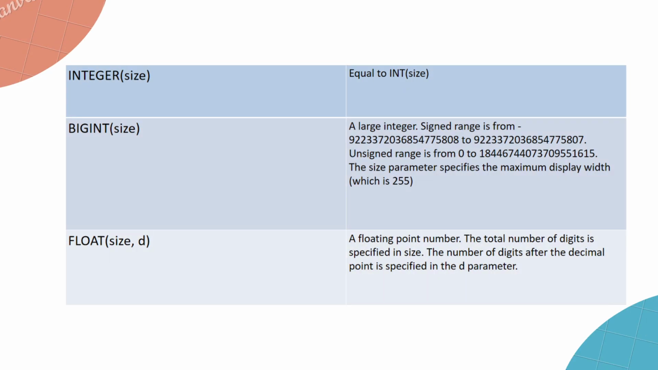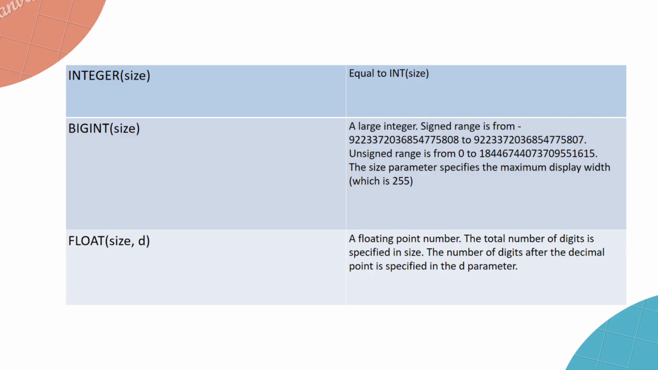Integer, equal to int. Bigint, a large integer. Signed range is from -9223372036854775808 to 9223372036854775807. Unsigned range is from 0 to 18446744073709551615. The size parameter specifies the maximum display width, which is 255.